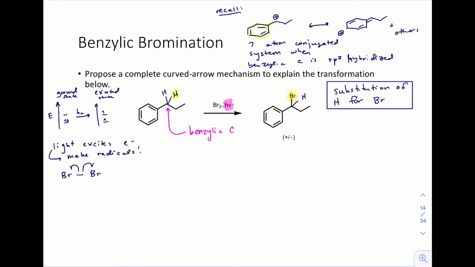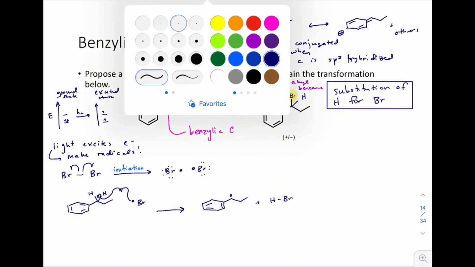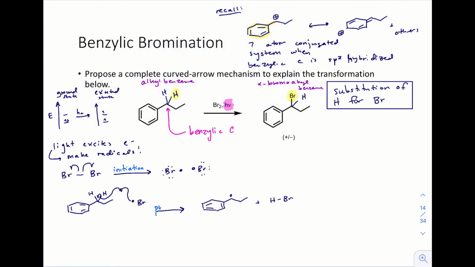The first step of this reaction is an initiation, as is the case with all radical reactions. One of these bromine radicals can react with one of the CH bonds from the benzylic position of this alkylbenzene, generating a new radical and a closed shell species, a non-radical, making this a propagation step. Now this is a benzylic radical. The radical is on the benzylic carbon, and thus can be described by resonance structures.